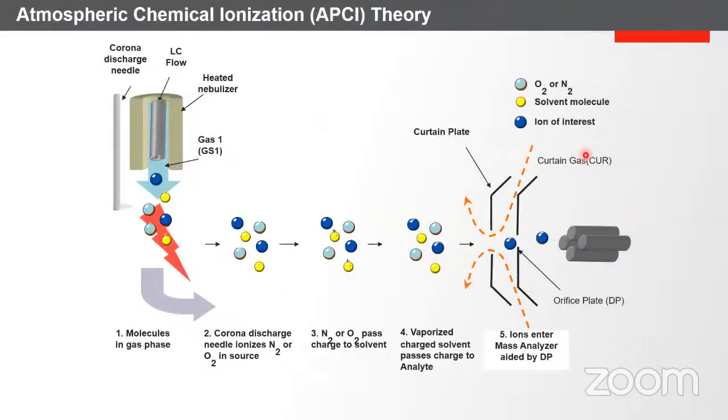Now, likewise, there is another ionization source which is called APCI, atmospheric pressure chemical ionization, where instead of the Coulombic explosion, here this is a corona discharge needle which actually ionizes nitrogen or oxygen in the source, and because of that, the ions are being formed.